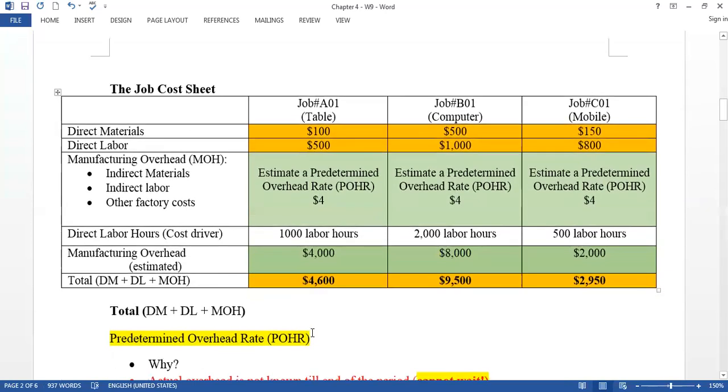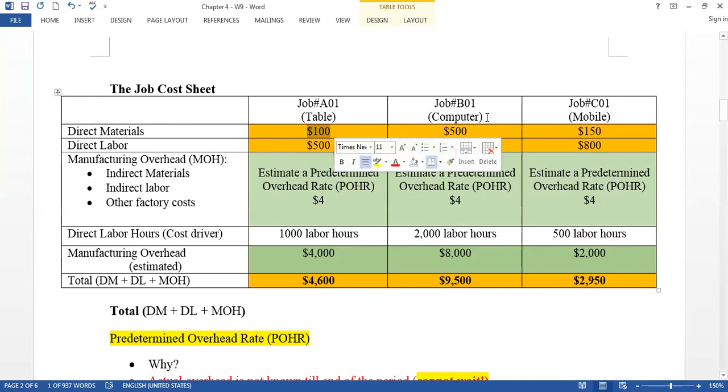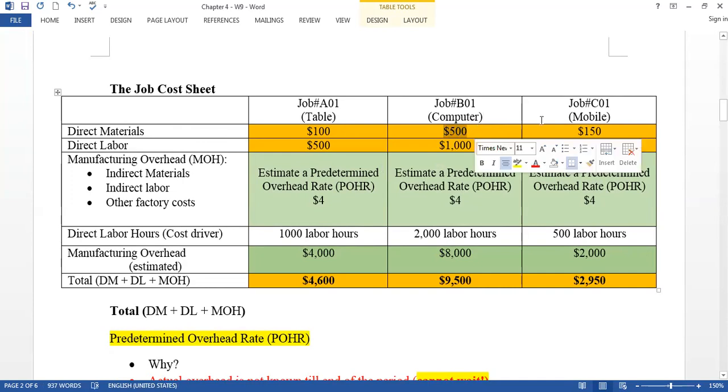Now, look at this example for the job cost sheet. I told you that if we produce a table, we know what the direct material is because it is easily identifiable. If we produce a computer, we know which one is the direct material. If we produce a mobile, we know which one is the direct labor and direct material. So direct materials are easily identifiable.